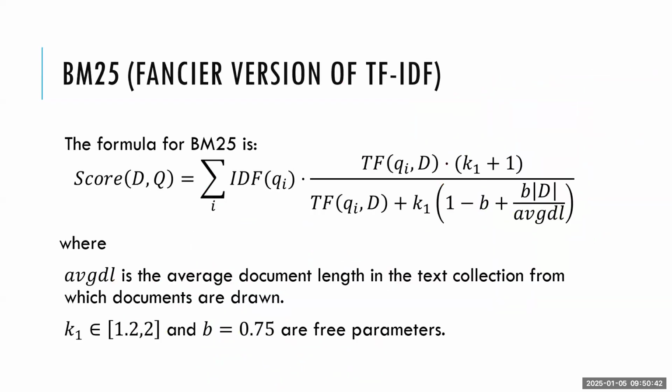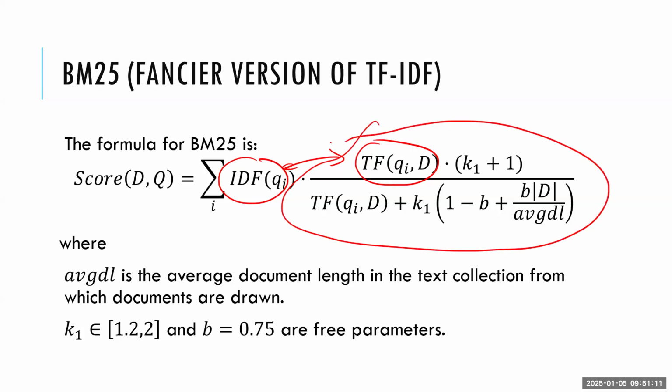And then we have BM25. Now BM25 is actually a fancier version of TF-IDF, right? For TF-IDF, it's just a multiplication of TF and IDF. But for BM25, the TF part becomes a little bit more complicated.